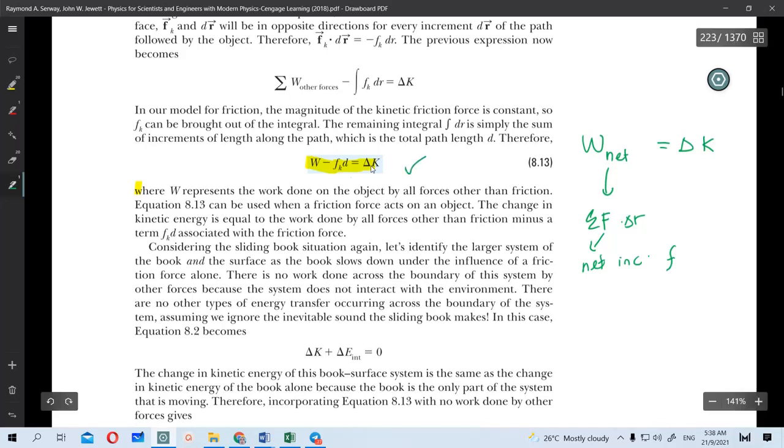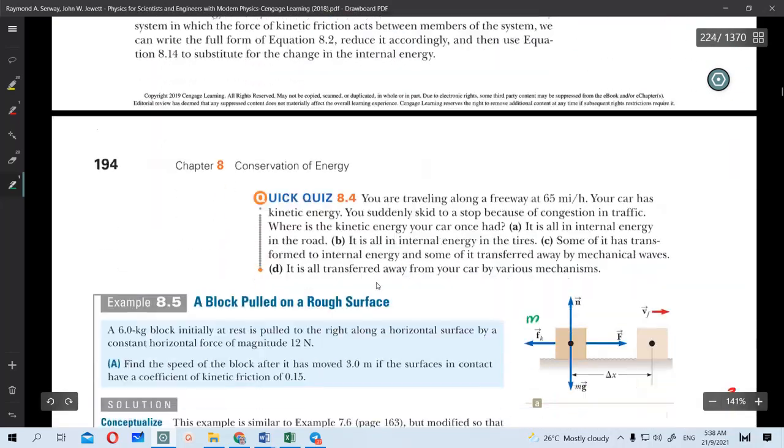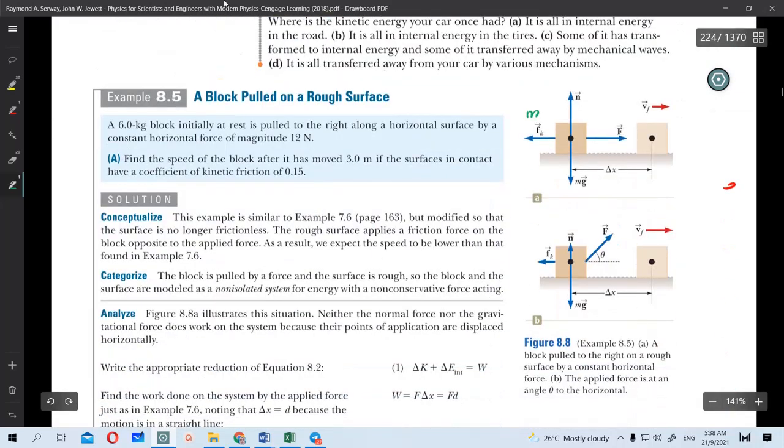Or you can use this one or this one. The same thing. It's only the way of thinking that differs. How you think about the situation, or the approach, is a little bit different. Now let's see how we solve this.